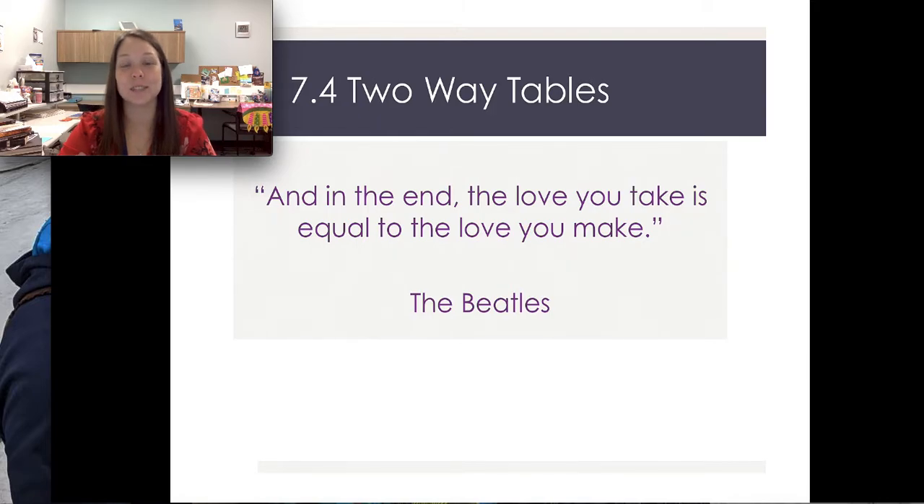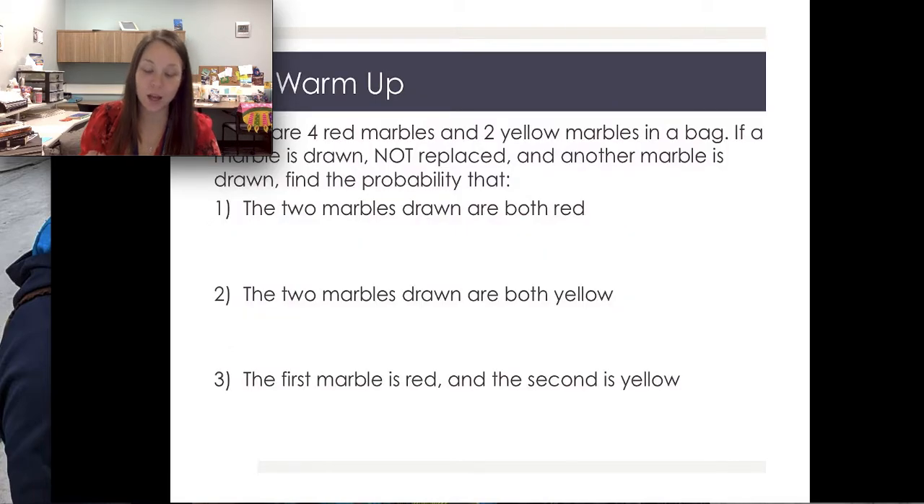Hi ladies and gentlemen, so today we're going to be taking a look at 7.4 two-way tables. Here's the warm-up to review what we talked about in 7.3, so pause the video, complete the 3 problems, and press play to see the answer.